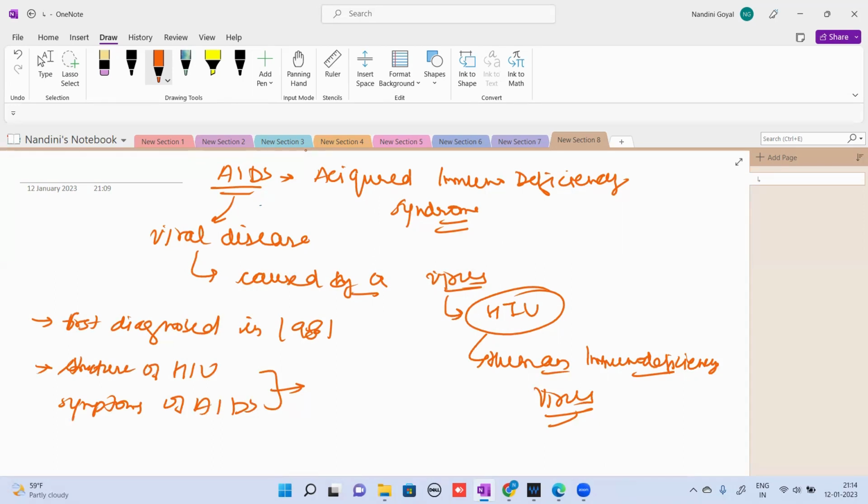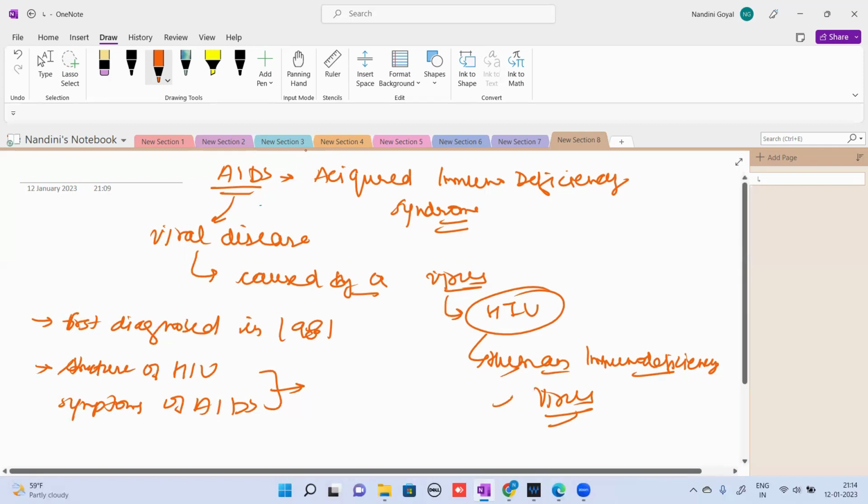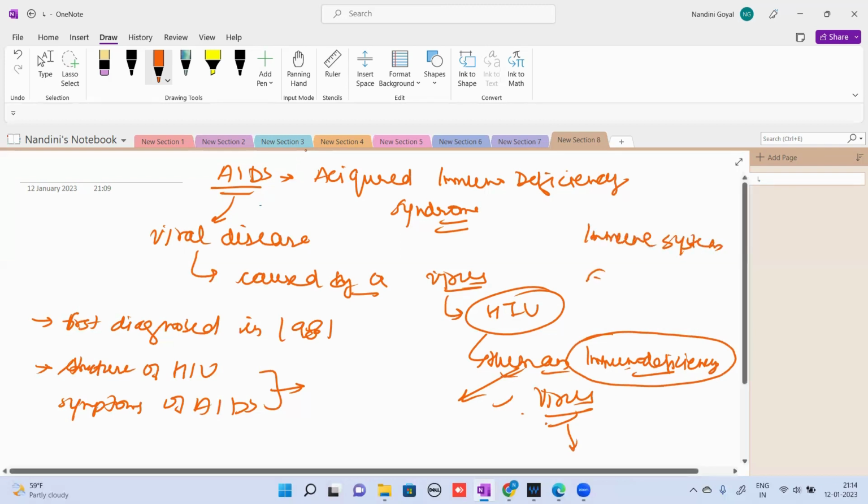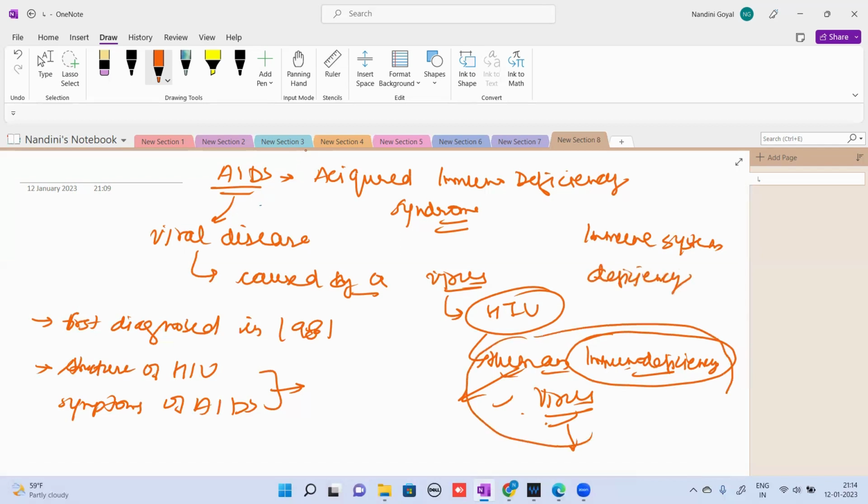Got it? So look at the name of this virus, human immunodeficiency virus. Now break the term. Human means human, virus means virus. Immunodeficiency means there is a deficiency of the immune system. It means this virus is affecting the immune system of the human. So you can conclude that in this disease, the immune system of the affected individual is not going to work properly.